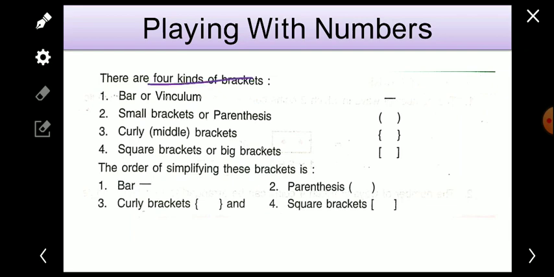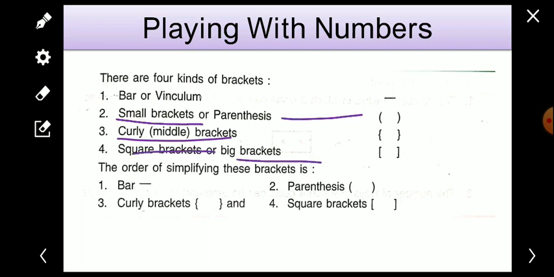So there are four kinds of brackets actually. Like the bar or vinculum, this one bar, it is known as bar. A small bracket, curly brackets, a square bracket, or big brackets, these are the types of brackets. We have learned these things in the previous classes also. Okay, so what is the order of simplifying? If these brackets will be there in the question, then what will be the order to simplify?